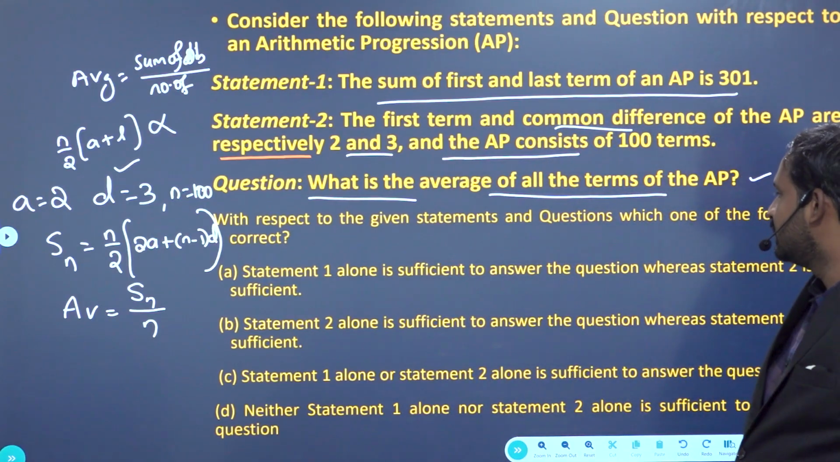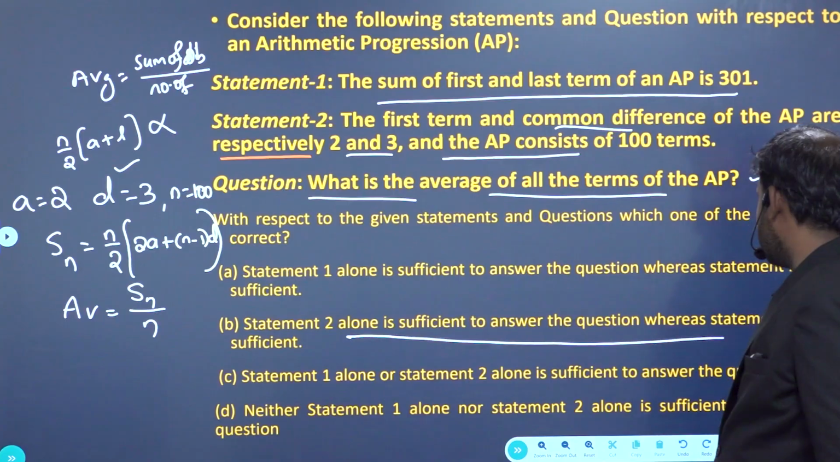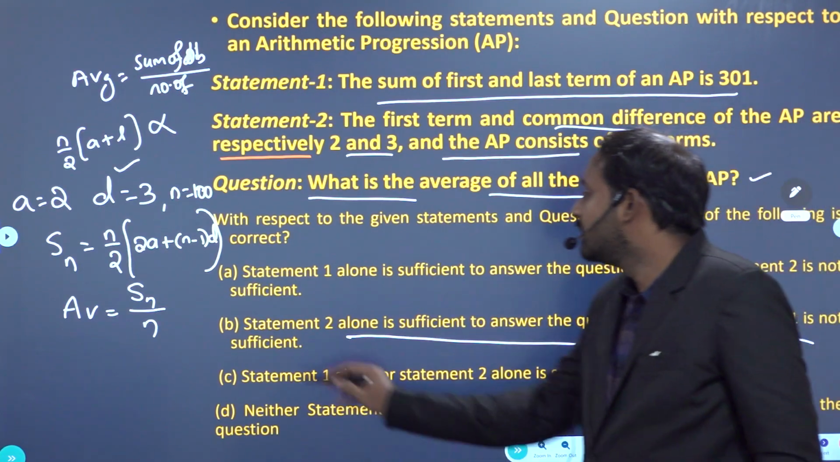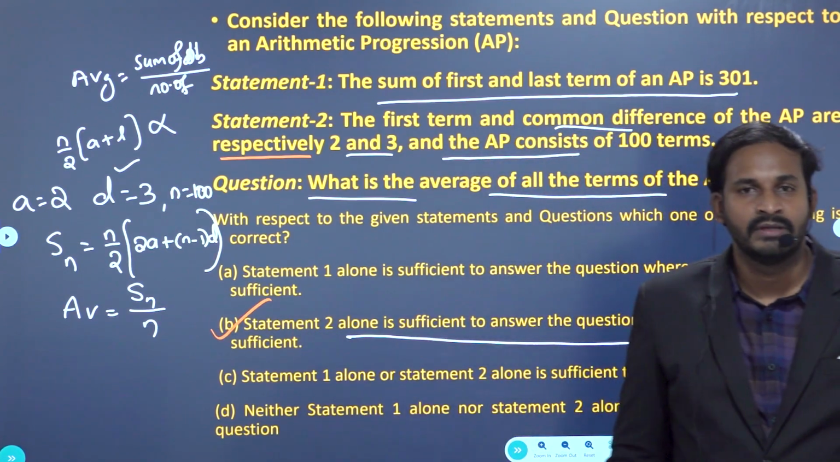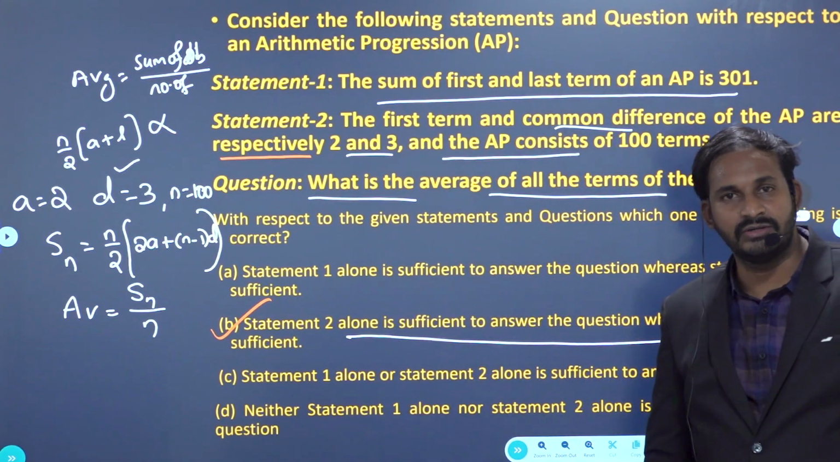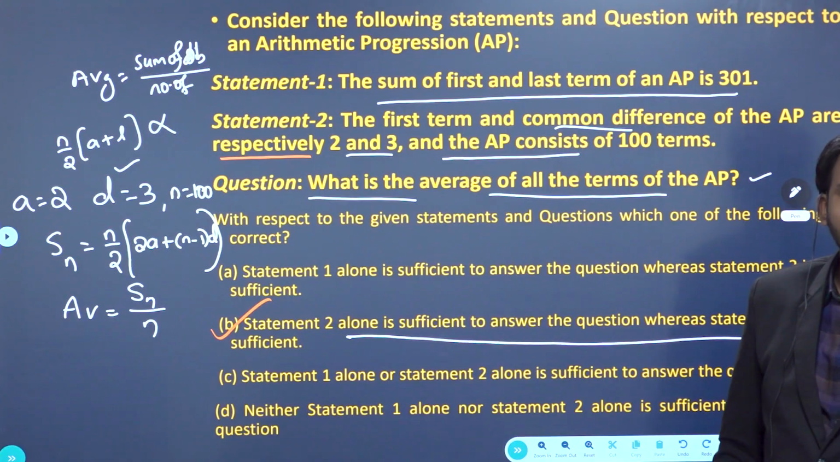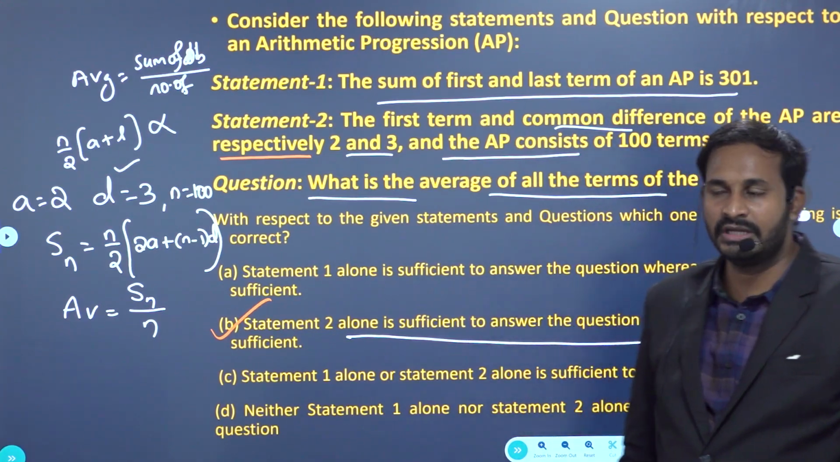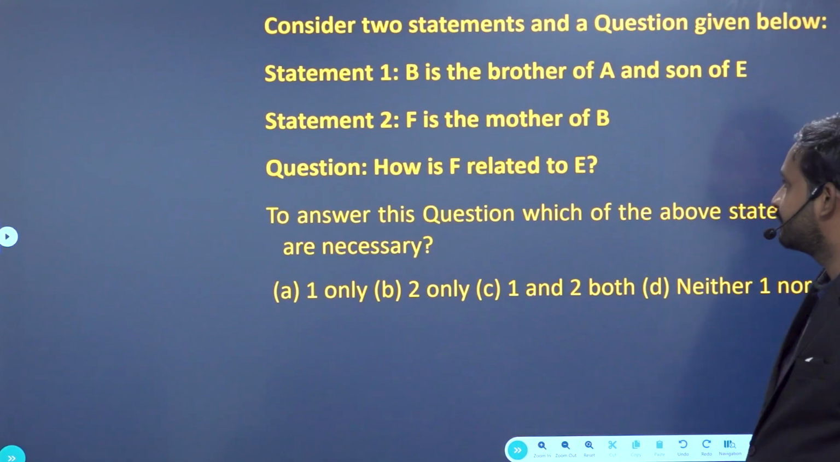So what we can say? Statement 2 alone is sufficient to answer the question, whereas statement 1 is not sufficient. By using statement 1 alone we cannot tell our answer, but by using statement 2 alone we can tell our answer. Okay, right. Next one.